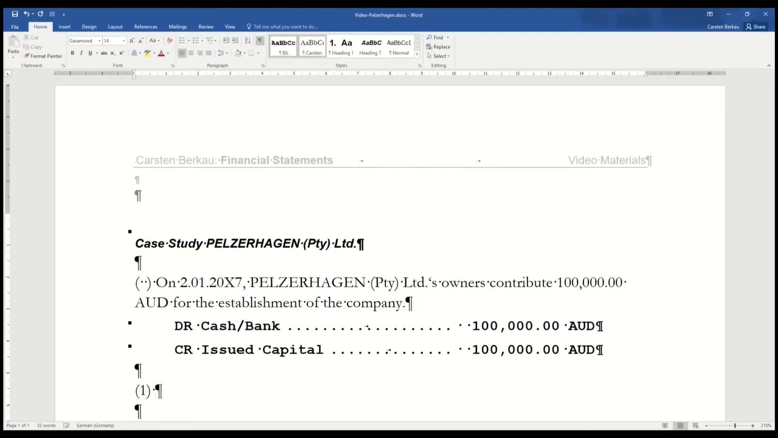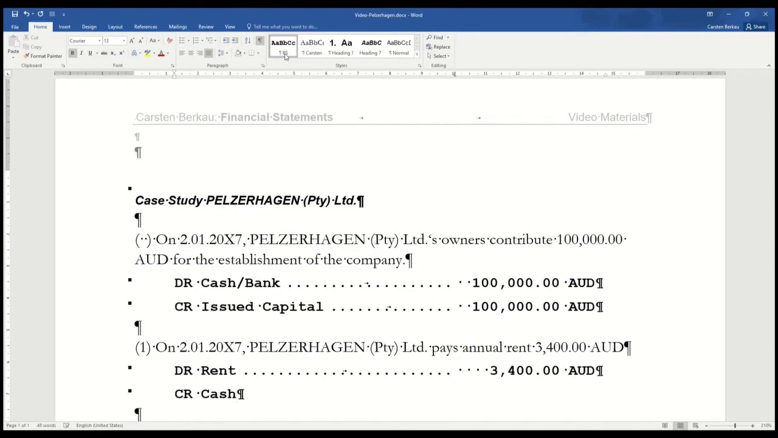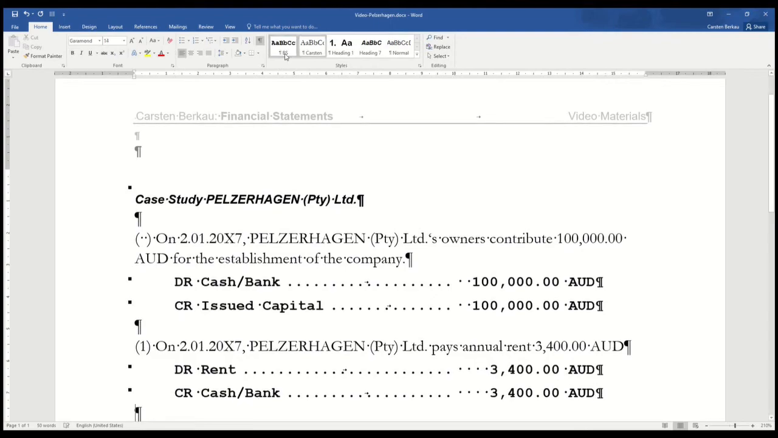Now the first activity will be the rent. So this is an expense, and an expense is recorded on the debit side. On the 2nd of January in 2007, Pelzerhagen Property Limited pays the rent $3,400. Now the rent is an expense which we want to record on the debit side. Rent, it's $3,400, and the credit entry is in cash bank. 3,400 Australian dollars.